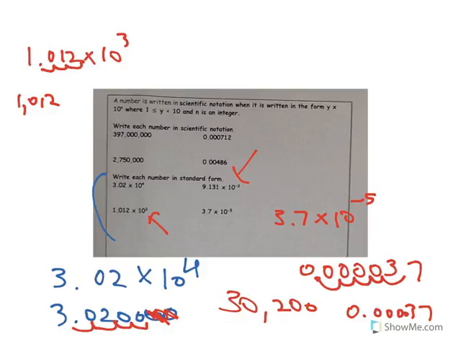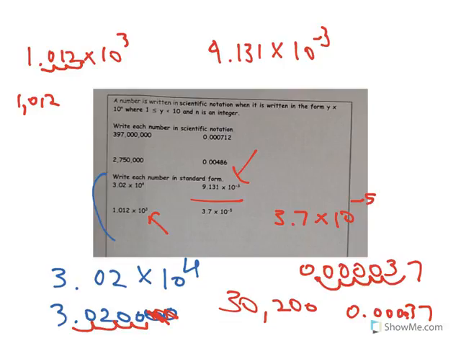Ooh, I forgot one more zero. It's important to count your zeros to double check that. So it should be 0.00037. For this one right here, it's going to be 9.131. And I have to move the decimal point over 3 spaces to the left.